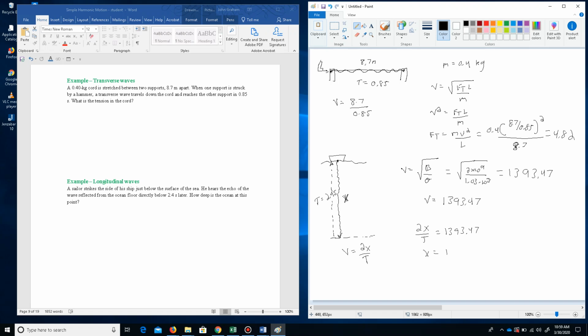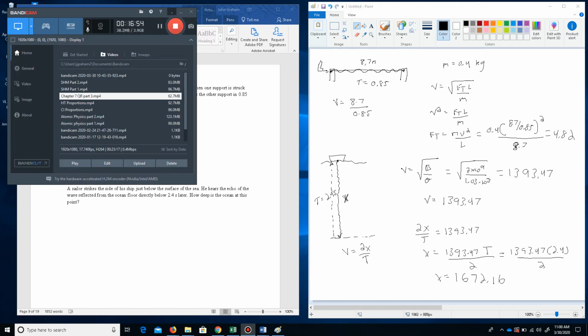So x is equal to 1393.47 t over 2. So 1393.47 times the 2.4 over 2. And you get 1672. Okay, so roughly about 1700 meters down.